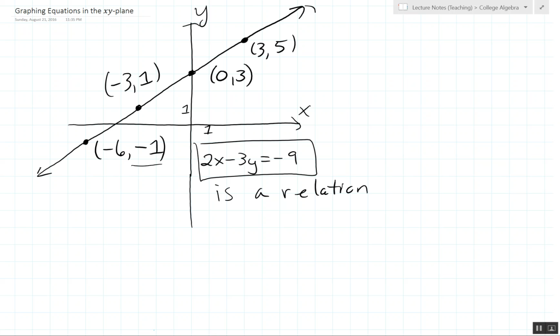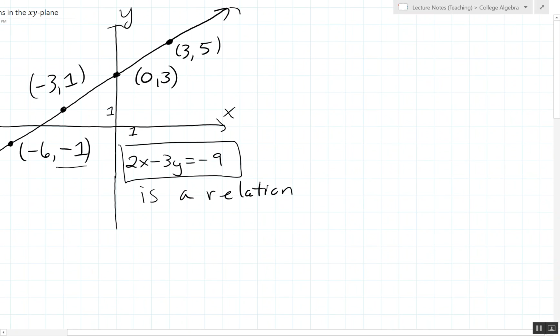Now in chapter 3.1, we'll learn a whole bunch of graphs that have certain patterns to them. But right now, we're just going to brute force this. And by that, I mean we're just going to create a table of values and just plot the points. So this one's already set out and already graphed because I want you to see, working backwards, how did I get this graph?